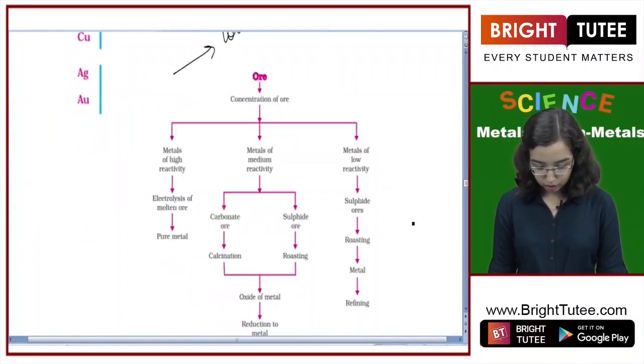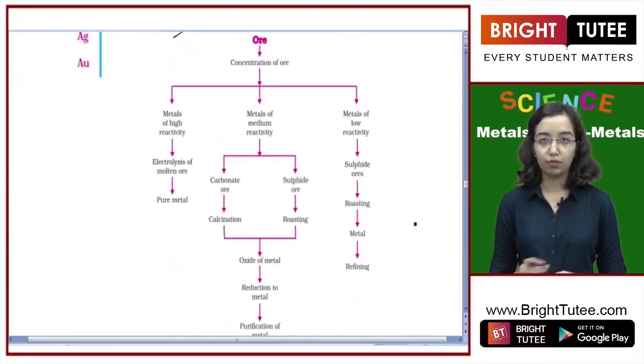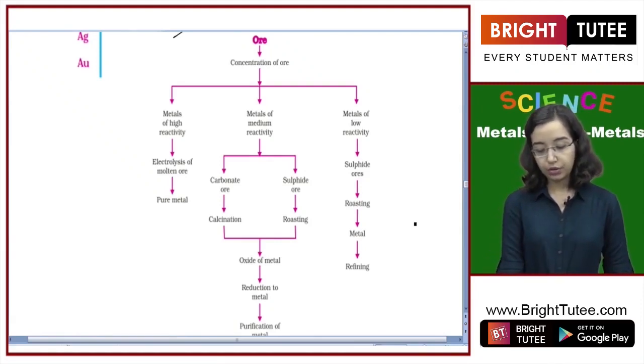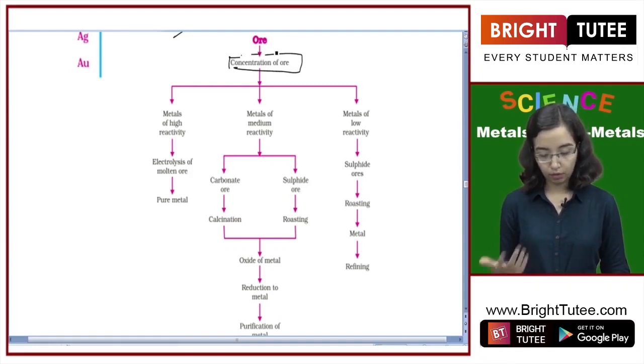This is a flowchart, which will show you exactly how the process is to go about. So the first process is concentration of ore, which essentially means to purify it, to remove all the dirt, the soil and the sand from the ore.